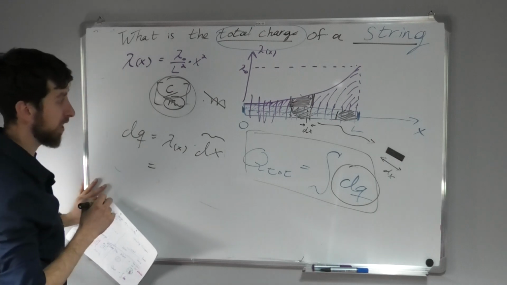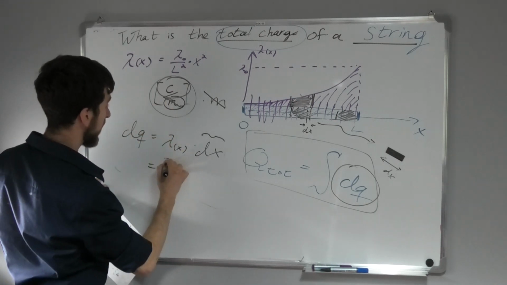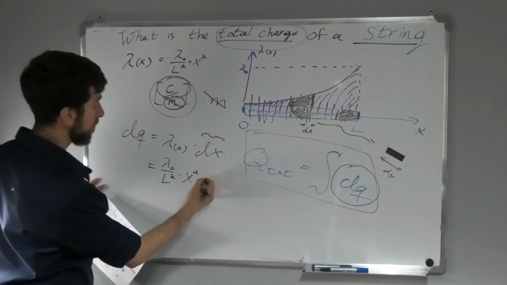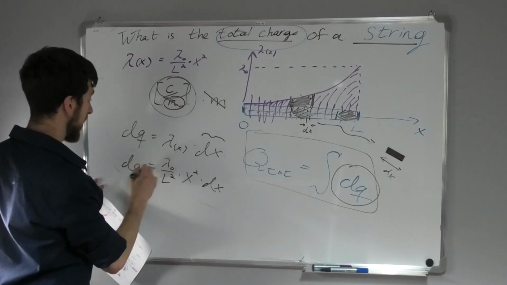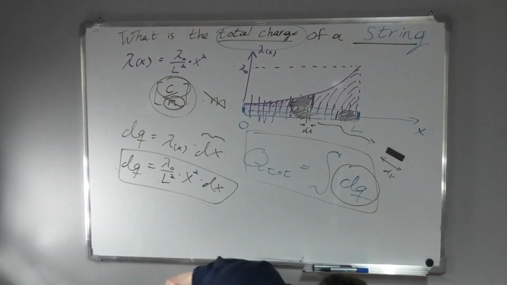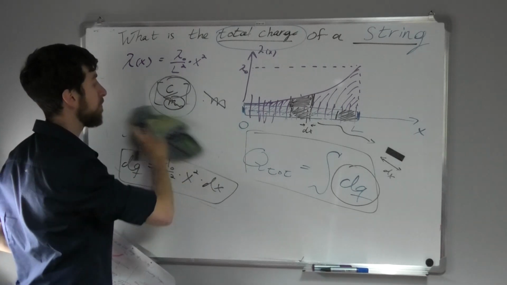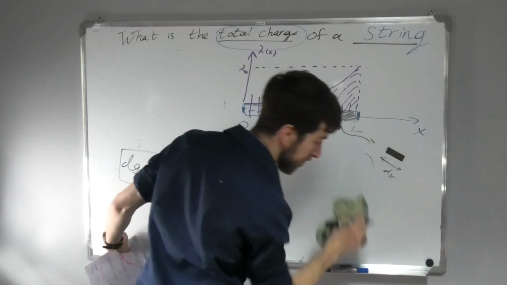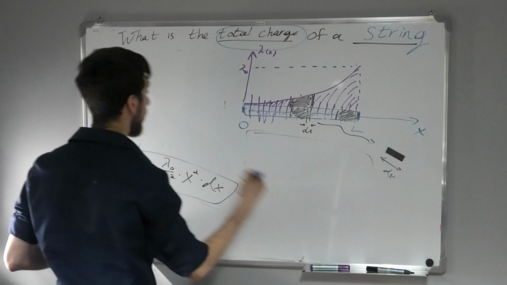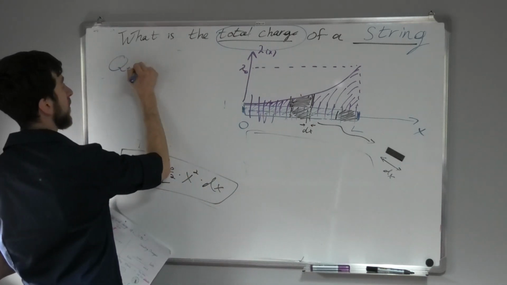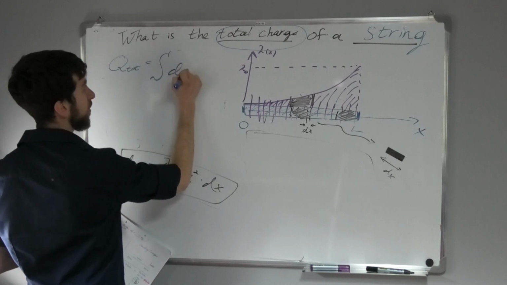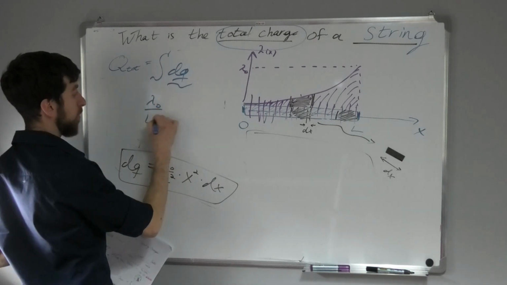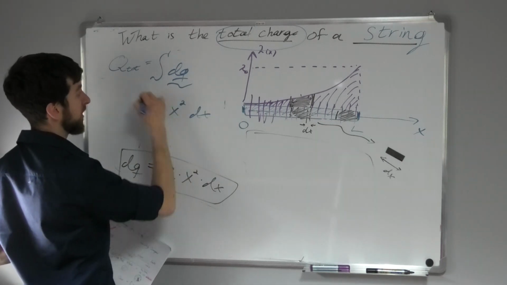This charge is actually lambda 0 over L squared multiplied by x squared multiplied by dx. Perfect. I found dq. I finished the first step. I divided the whole thing into small pieces of charge. And right now I want to obtain the integral that I wrote before, which is q total equal to the integral of dq, and this dq is this. So it's lambda 0 over L squared x squared dx, integral.